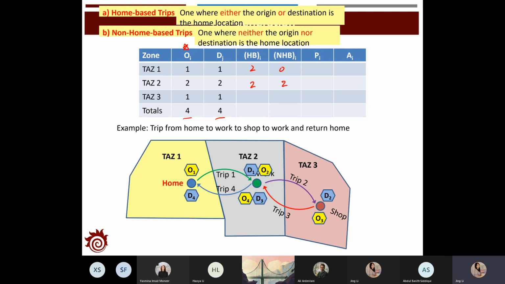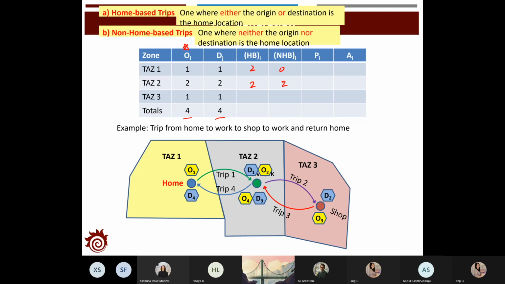Trip 1 and trip 4 are home-based trips, and trip 2 and trip 3 are non-home-based trips. That's right. Trip 1 and trip 4 have a home end, so they are always home-based trips. Trip 2 and trip 3 do not have a home end, so they are non-home-based trips.